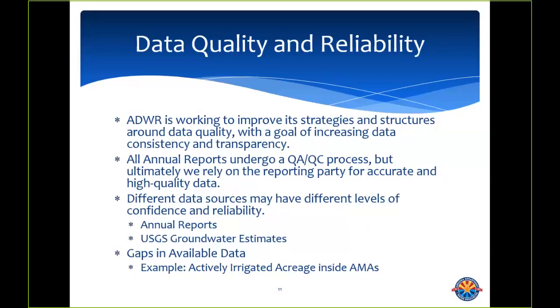AMAs. We also know that even with reported data inside the AMAs, there are gaps within that reported data, and we are actively working to remedy some of that with upcoming changes in reporting requirements to include things like the number of acres that are actively irrigated in a given year. This type of information gives a more complete picture when it comes to analyzing the effectiveness of our conservation programs and whether they are contributing toward the goals of each AMA.